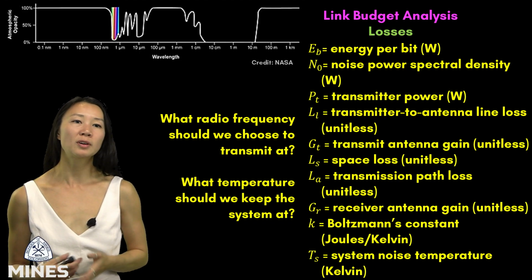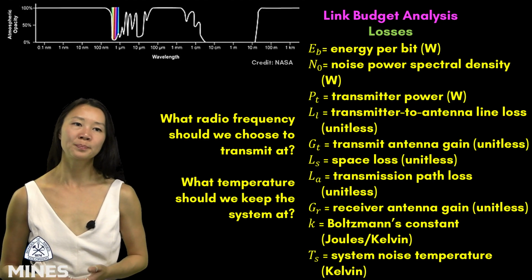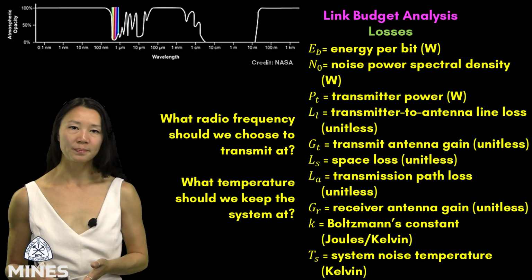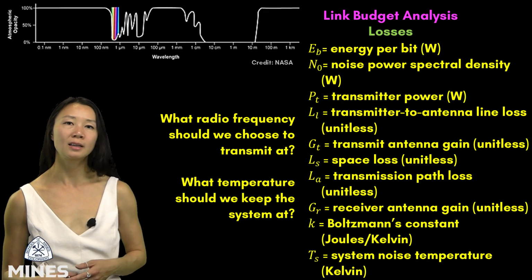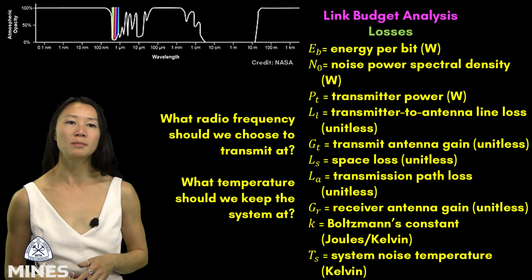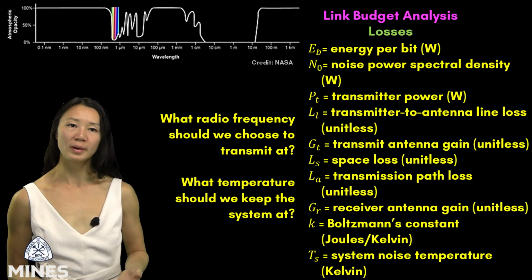Even if you design a perfect link, if you're transmitting at a frequency that gets absorbed by the atmosphere, your signal won't make it through. So part of your job is to choose a radio frequency that sits in a clear window where the atmosphere is mostly transparent. Finally, we have to think about noise.